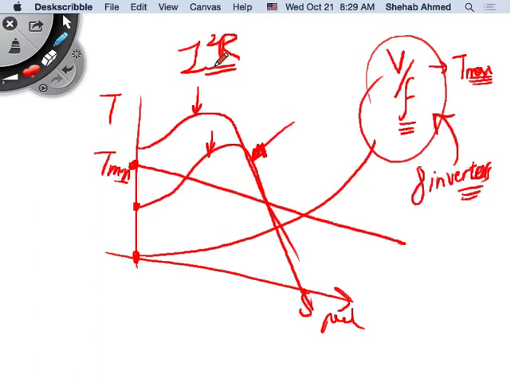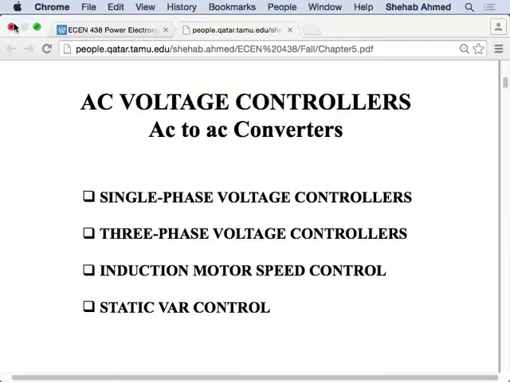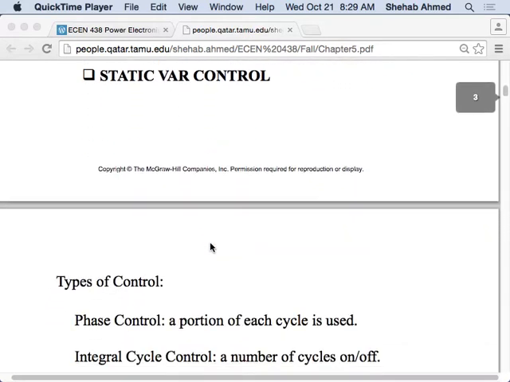So these are three very big applications of these AC voltage controllers: the light dimming industry, the motor starting industry, and the reactive power industry, reactive power integration to the power grid, right? So these are the three big applications of what we're going to study here. And we're going to look at the corresponding circuits that help us do that. And of course, you can do this in single phase and three phase. Okay, so we will study both cases.